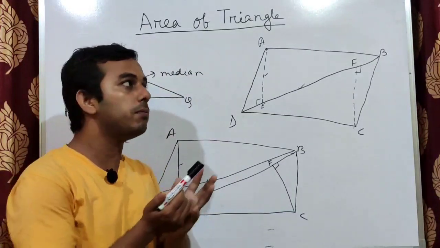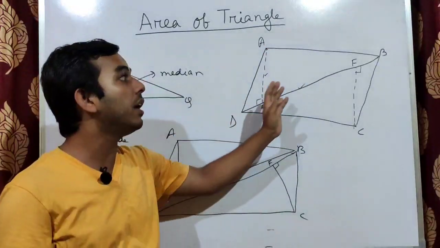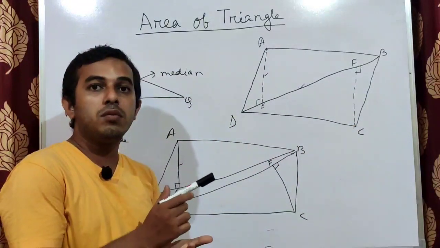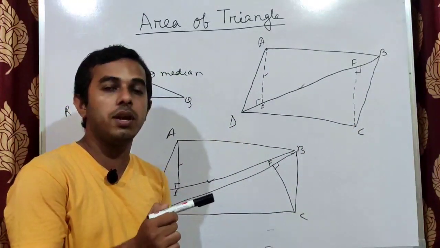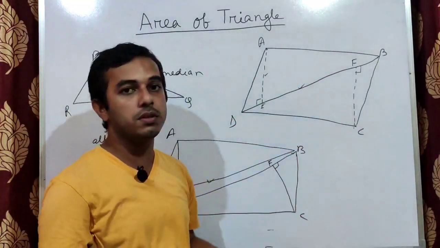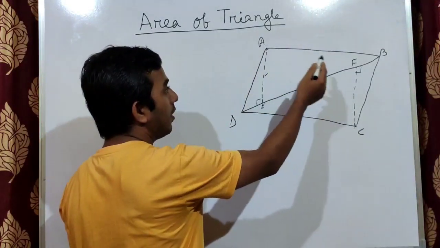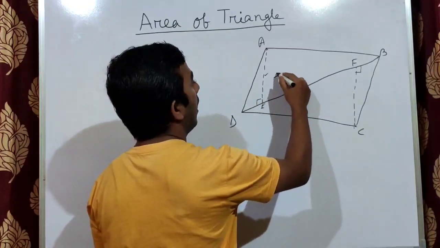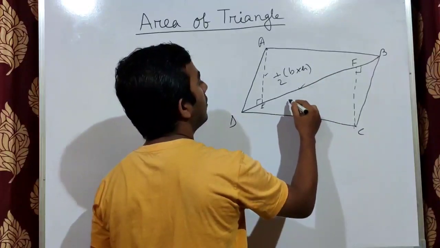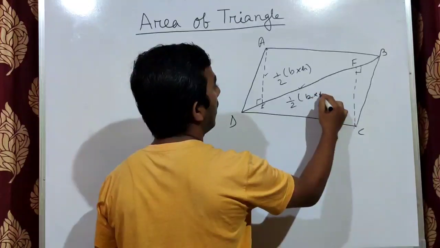How did we find it? We just found the sum of the area of triangle ABD and the area of triangle BCD. Clear? That means if we don't have the area as 3 centimeter, can we write it as half into base into height for one, and another is half into base into height. So let us write the area of triangle ABD as half into base into height. This is also half into base into height.